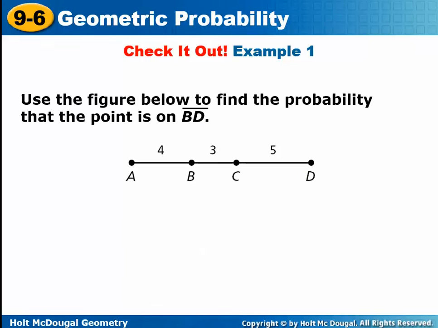This is just another example. You should try this one, pause the video, check your answer, and then you can move on to the next section. All right, for this one you should have gotten that you would get 8 out of 12, but then simplify that to 2/3.